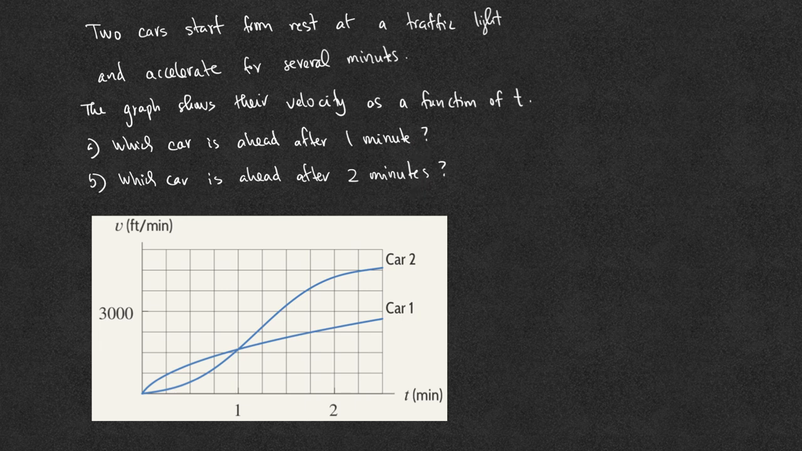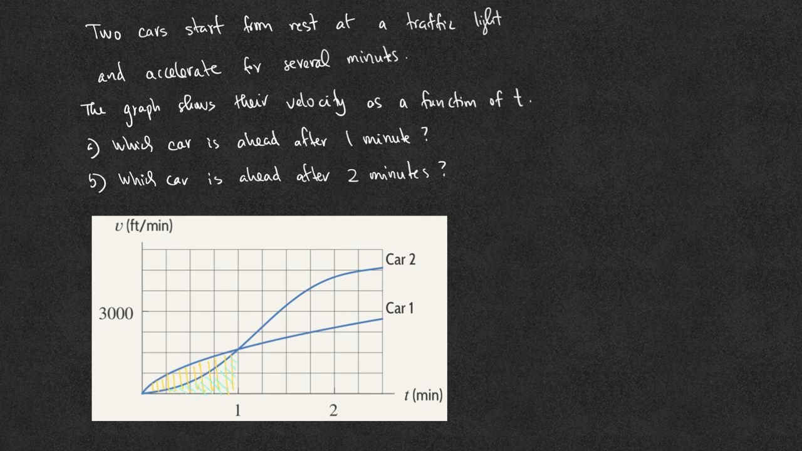To find out which car is ahead after 1 minute, we can approximate the distance the car has traveled after 1 minute. The distance is the area under the velocity because both of these velocities are positive. For car number 1, the distance is the area under the curve car 1. And for car number 2, the distance is the area under the curve car 2.